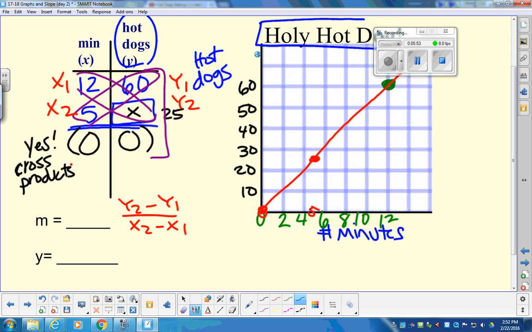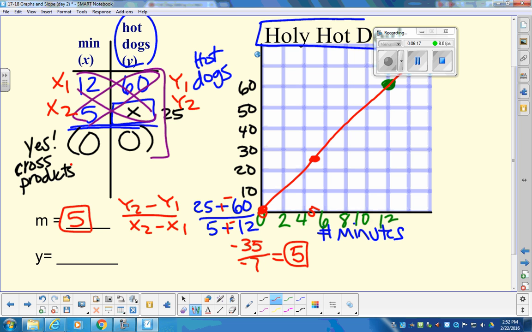So my y2 value is 25. My y1 value is 60. My x2 value is 5. My x1 value is 12. I stop, chop, chop the numerator, I get negative 35. Go ahead and catch up. If I'm going too fast, go ahead and pause that video. I stop, chop, chop the denominator, I have negative 7. So my slope then is 5.